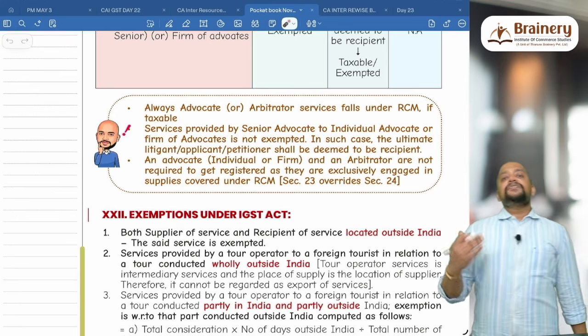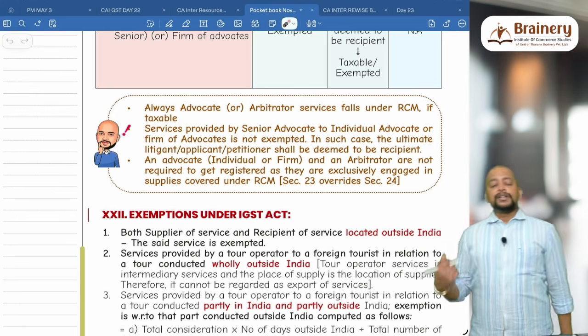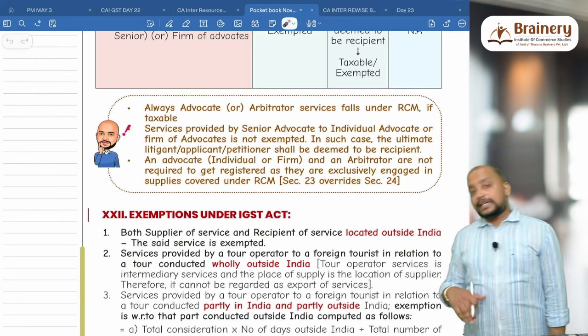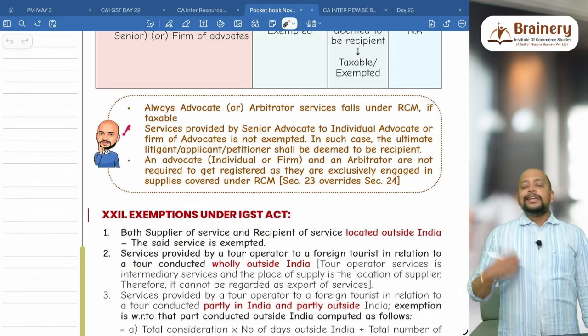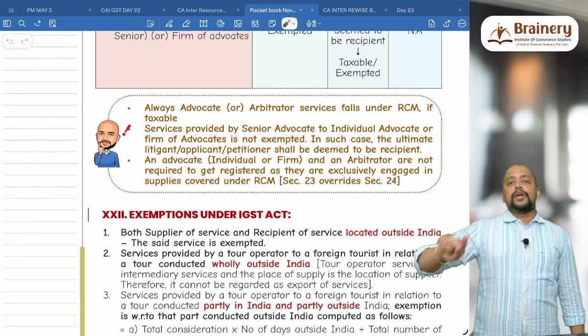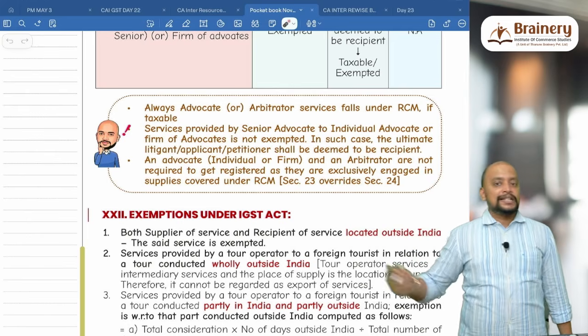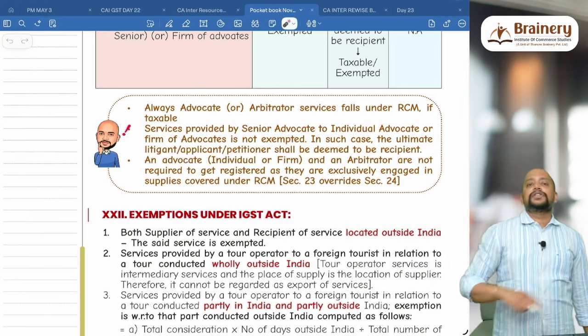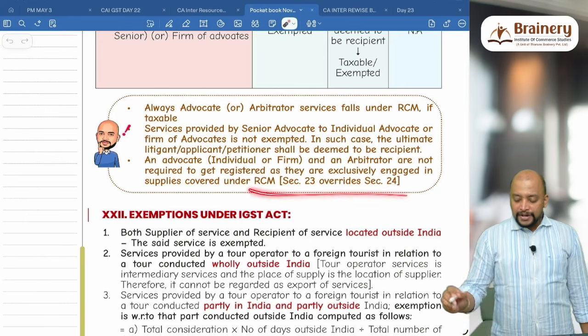Also remember, if senior advocate imports some services for which they need to pay GST under RCM, if at all they have something, they are compulsorily required to get registered. But as per section 23, as their outward supply is exempted or covered under RCM, section 23 overrides section 24 and they are exempted from registration.